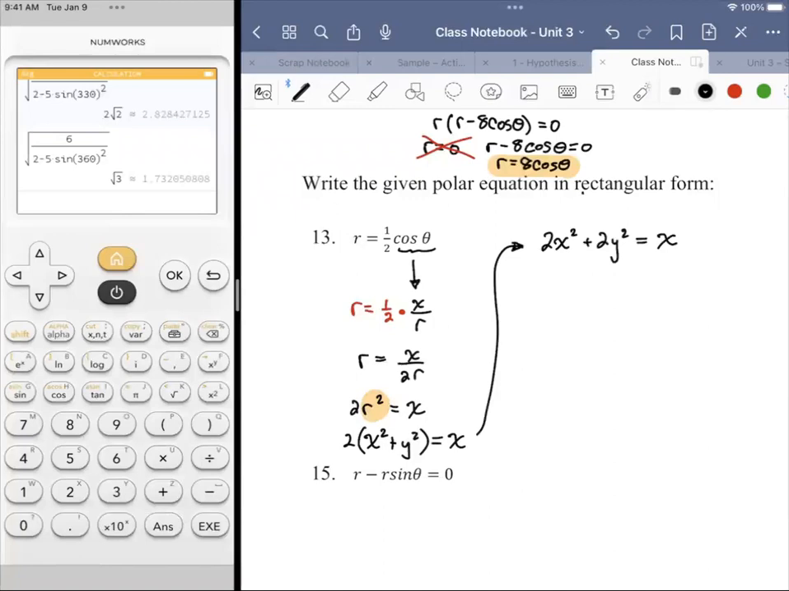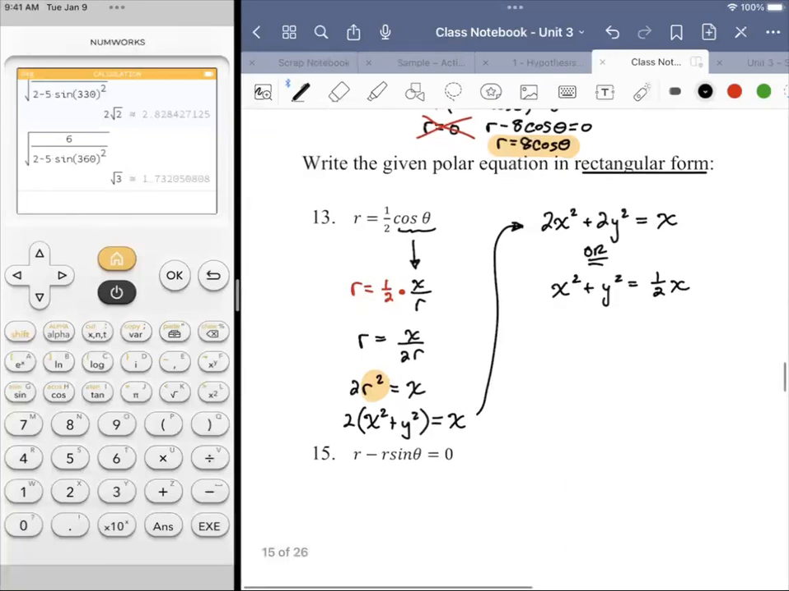Now, it said to get it in rectangular form. Once you have x's and y's, it's in rectangular form, all right? So it's mission accomplished. You don't have to go any further. But sometimes you want to get an idea of what this will look like if you went further. That's a different story for a different day, because we have the whole topic on conic sections where we do that sort of thing, right? For now, our ultimate goal is to get it in terms of x's and y's, and we did. You could also write it as, dividing both sides by 2, x squared plus y squared is equal to 1/2 x. You can do it that way also, as long as it's just x's and y's.